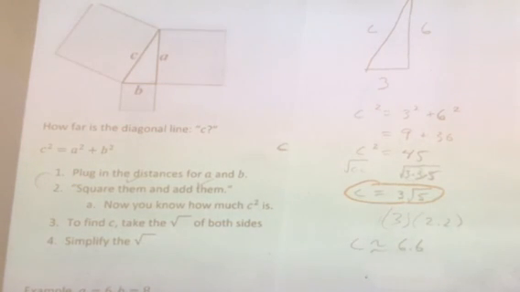Thank you for tuning in to this video about using the Pythagorean theorem to figure out what is the distance between 2 points on the diagonal. How far is a diagonal line? And we did this in 5 minutes and 22 seconds.